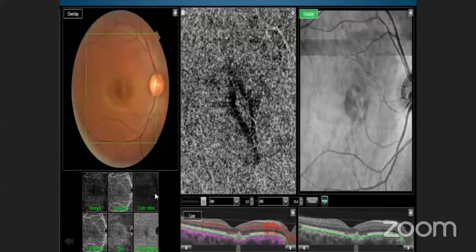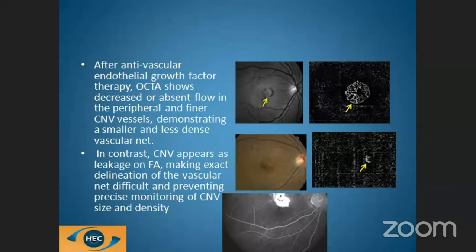And you can see here that in the outer retina, there is no hyperreflectivity, whereas at the level of the choriocapillaris, you can see a hyperreflective membrane. So this suggests that this is a type 1 CNVM, which probably would have been missed on a fluorescein angiography because of a subtle leakage.